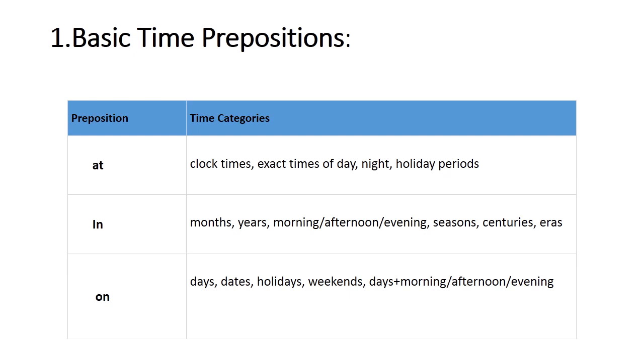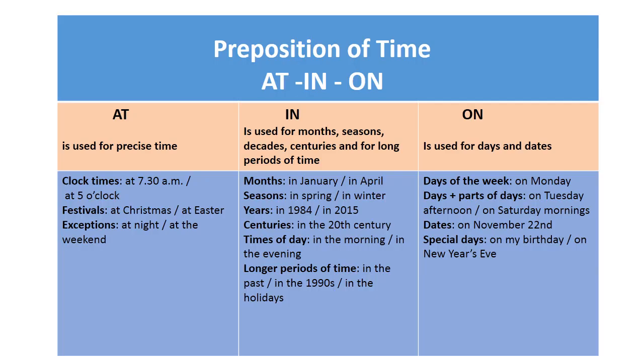What are the basic time prepositions? Actually, at, in and on are described as basic time prepositions. Look at this table. How at is used. At is used to show clock timings, exact times of the day, night, holiday periods. In is used to show months, years, morning, afternoon, evening, seasons, centuries, eras. On is used to show dates, days, holidays, weekends, days plus morning, afternoon and evening.